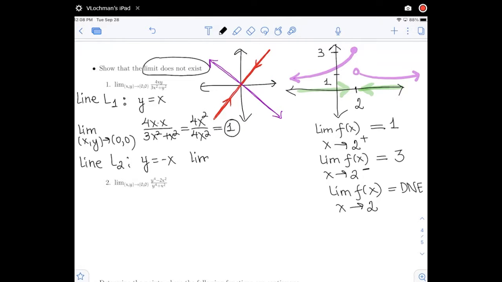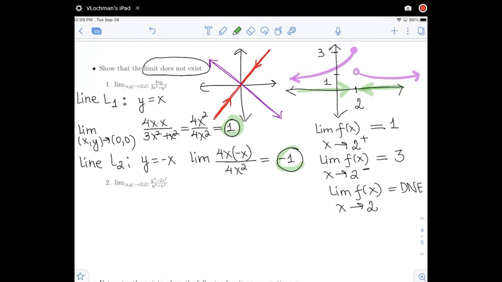Now x is equal to negative y, so the limit is going to look like what? x is equal to negative 1, 4x times negative x on top. On the bottom, we still get 4x squared. So the limit is negative 1. Completely different number. So if I follow my surface along the other line, the purple line, I'm going to end up in a different spot. That means the limit does not exist. So two different values, the limit does not exist.